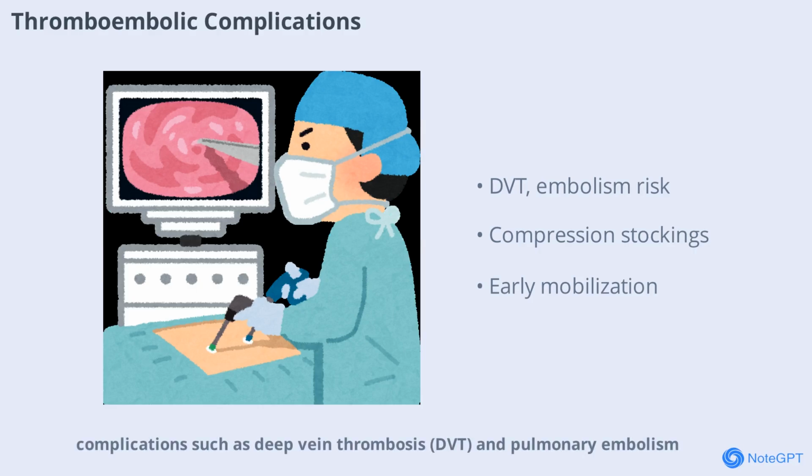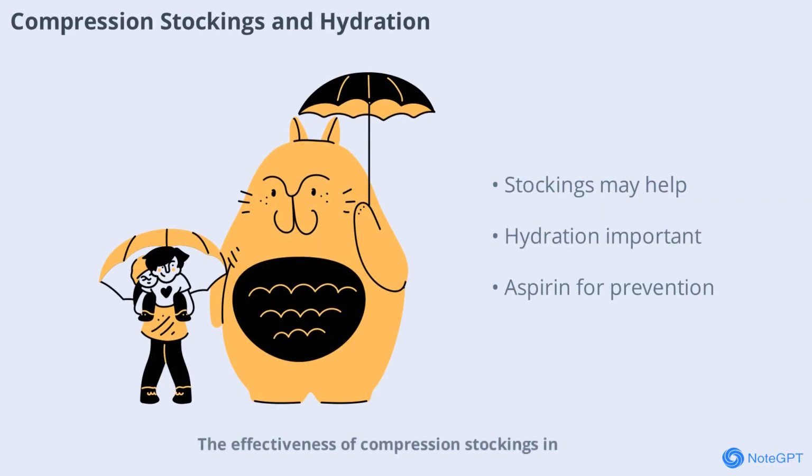Patients recovering from stroke are at increased risk for thromboembolic complications such as deep vein thrombosis (DVT) and pulmonary embolism. Without proper prophylaxis, these conditions can be life-threatening. Preventive measures include the use of compression stockings, adequate hydration, aspirin, and early mobilization to reduce the risk of blood clots. The effectiveness of compression stockings in stroke patients is not well established, but they are often used along with hydration and aspirin to prevent thromboembolic complications. Early mobilization is also encouraged to reduce the risk of blood clots.